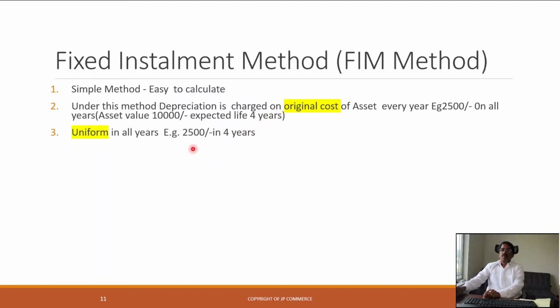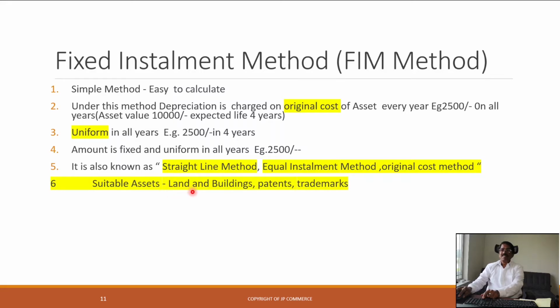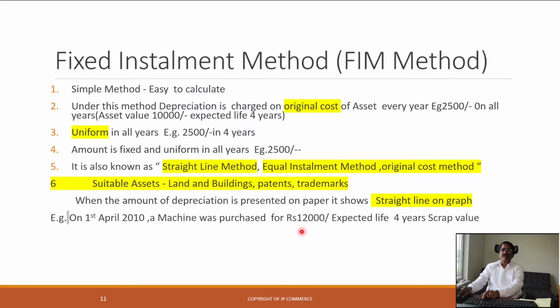This method provides depreciation uniformly, with no change, as in the example case, 2500 provided for 4 years. So the amount is also fixed, 2500 for all years. This method is also known as the straight line method, equal installment method, or original cost method. It is suitable for assets like land, buildings, patents and trademarks. When the depreciation amount is presented on graph paper, it shows only a straight line, and that's why we call it the straight line method.